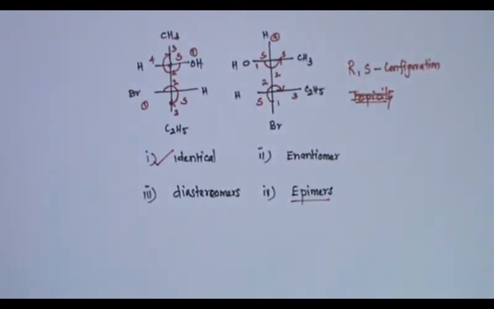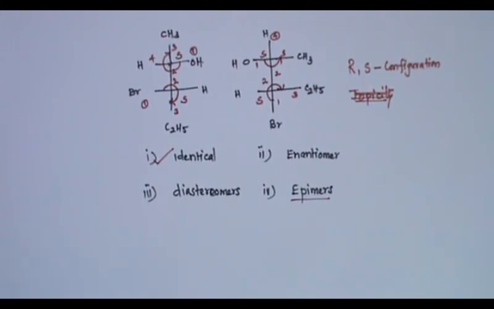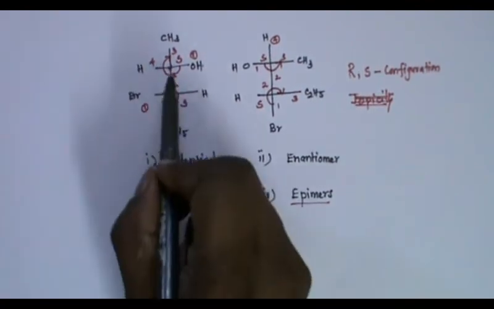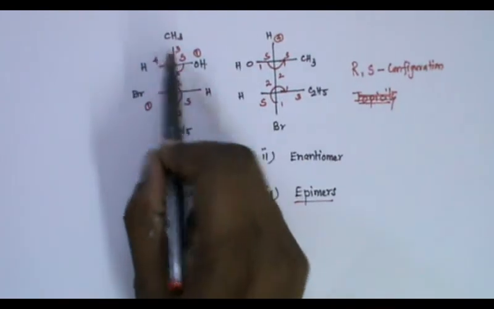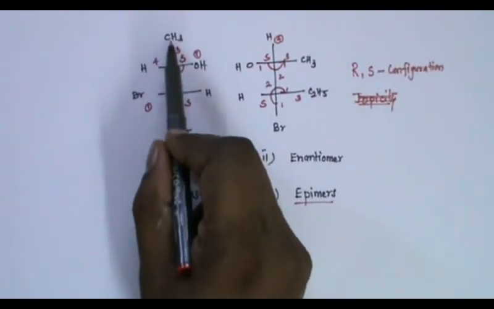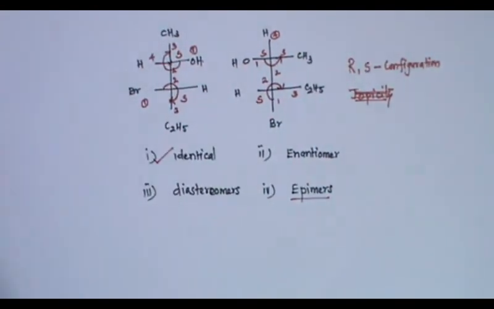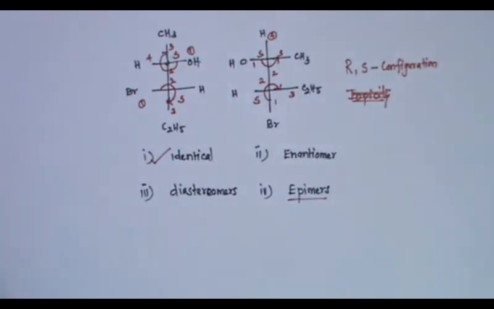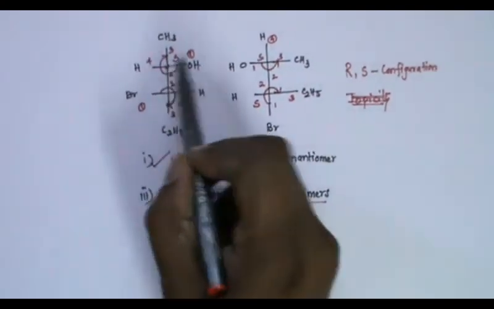If you are clever enough, you can predict based on exchanging the groups. When you exchange the groups once, the configuration will get inverted. When you exchange twice, it will be the same. For example, let us go for this carbon atom. These three groups. I go for exchanging this CH3 and OH. That is, CH3 will be here, OH will be here. During that time, the S will become R.